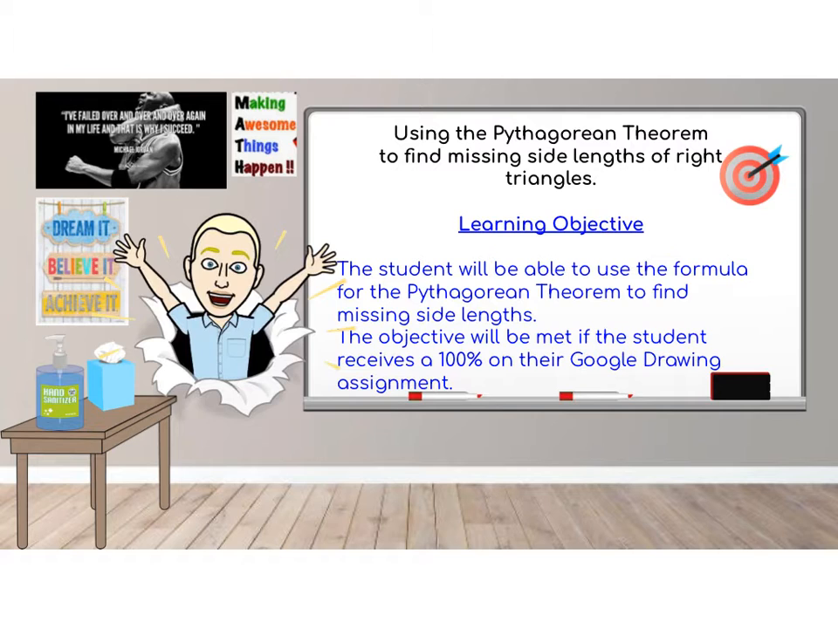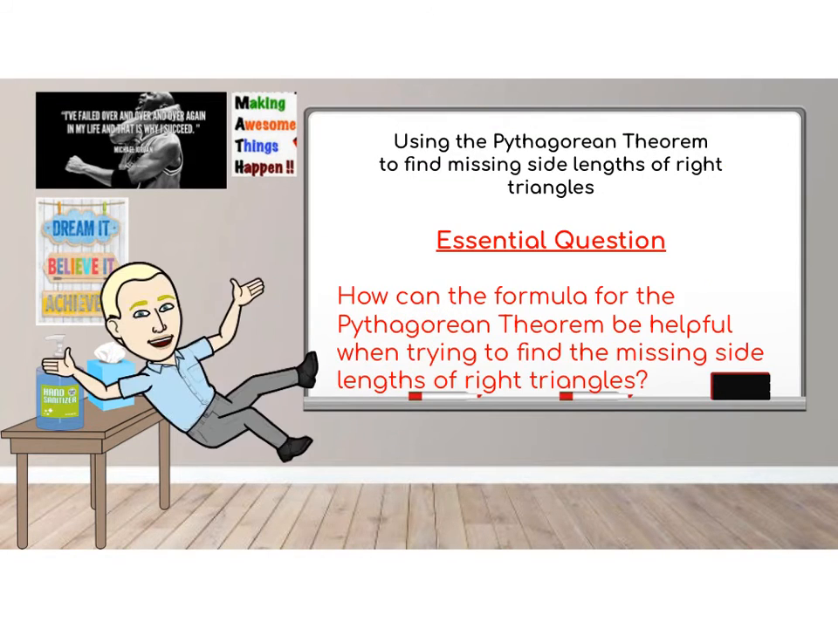And this video is going to be about using the Pythagorean Theorem to find missing side lengths of right triangles. Our learning objective: the student will be able to use the formula for the Pythagorean Theorem to find missing side lengths. The objective will be met if the student receives a 100% on their Google Drawings assignment. Our essential question: how can the formula for the Pythagorean Theorem be helpful when trying to find the missing side lengths of right triangles?